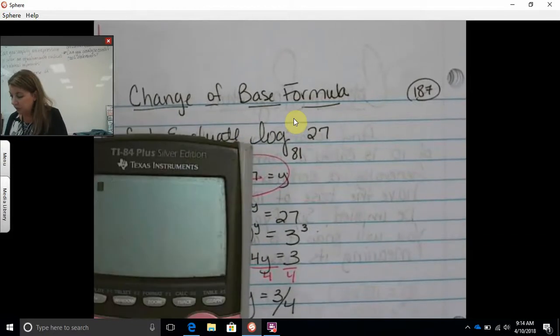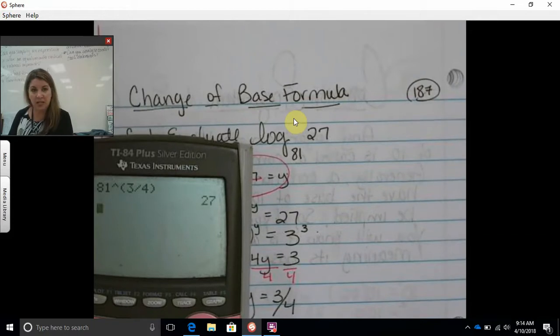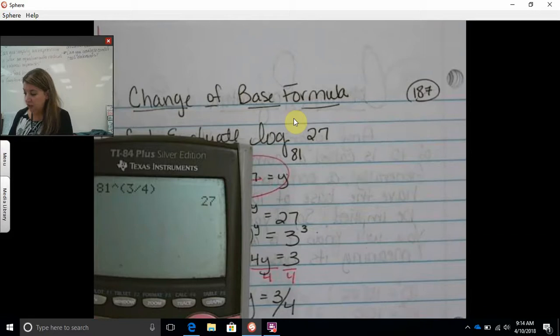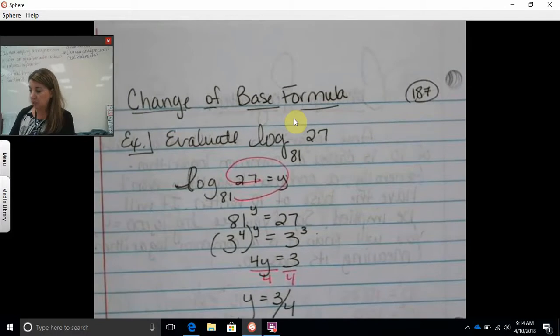That means 81 raised to the 3/4 power gives me 27. Let me just see if that's true. I'm going to have to either put that in as a decimal, or if I use a fraction, I'll have to use parentheses, otherwise it won't evaluate correctly. So 3 divided by 4, and that is 27, so that's true. Or I could do 81 raised to the decimal form, 0.75, same thing. It's the same thing, it's just that you had that power to a power right there.